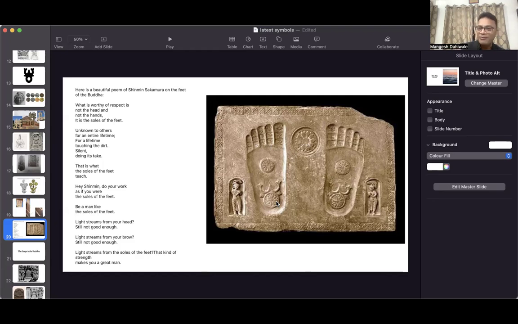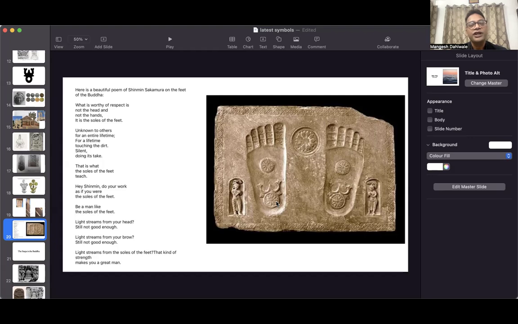And I thought that it will be apt, whenever you encounter the Buddha's feet in the archaeological sites which you are going to. I have seen hundreds of them. Everywhere I went, I have seen hundreds of the Buddha's feet. So this is what he says: what is worthy of respect is not the head and not the hands; it is the soles of the feet. This is what the Buddhist poet Shinmin Sakamura says.